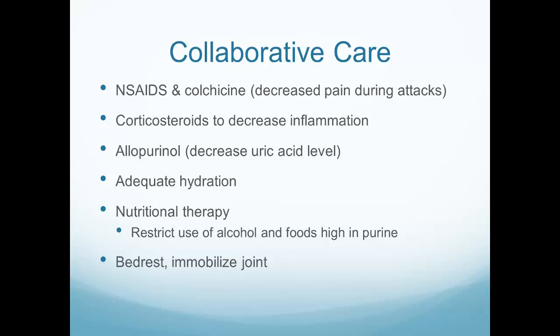Treatment-wise, of course, we want to decrease the amount of inflammation and pain the patient has, and we can do that by giving the patient either non-steroidal anti-inflammatories or corticosteroids. Non-steroidal anti-inflammatories, NSAIDs, are your medications like Advil, ibuprofen, etc., and they're going to decrease the amount of inflammation at the site and help to decrease pain. Allopurinol is going to be a medication that actually decreases the uric acid level. So this is the medication that's actually going to decrease the uric acid, which then will decrease the problem.